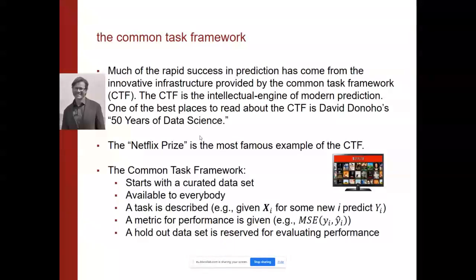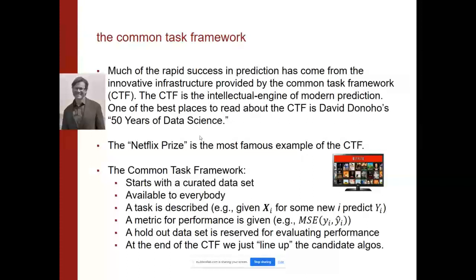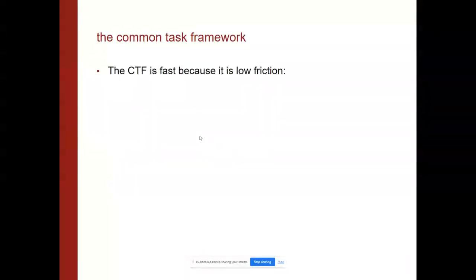Then there's a held out data set that's reserved for evaluating the performance. And in the strict common task framework, no one ever gets to see that held out data set except once at the very end of the competition. This is where, for instance, Netflix, a lot of Kaggle competitions do diverge from this strict common task framework. And then at the end of the competition, we just line up the set of algorithms. Who did best in terms of that metric that was given for performance? And it gives us a really easy way to compare across different algorithms. We don't have to go carefully think about all the mathematics or what do these coefficients mean. We just see who did better, and that's sort of the winner of the competition.